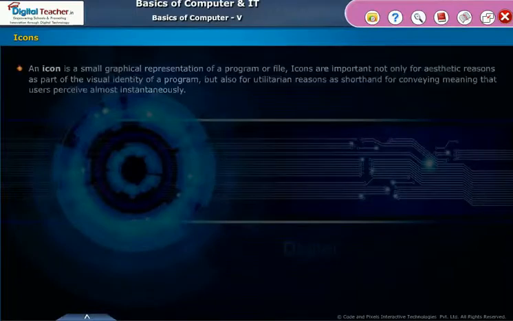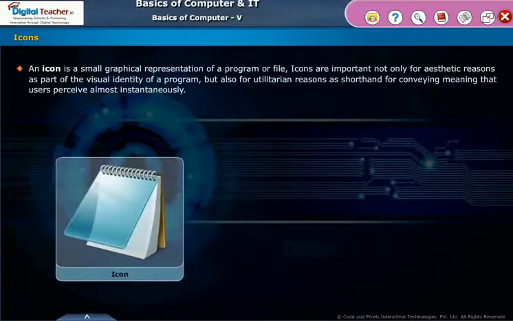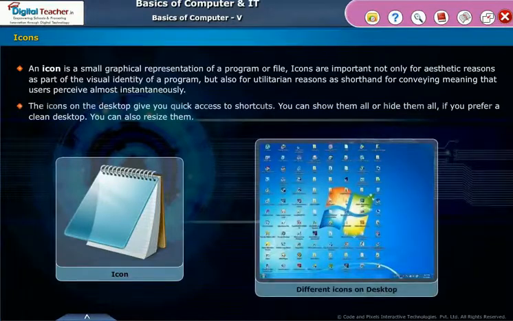Icons. An icon is a small graphical representation of a program or file. Icons are important not only for aesthetic reasons as part of the visual identity of a program, but also for utilitarian reasons as shorthand for conveying meaning that users perceive almost instantaneously. The icons on the desktop give you quick access to shortcuts. You can show them all or hide them all if you prefer a clean desktop. You can also resize them.